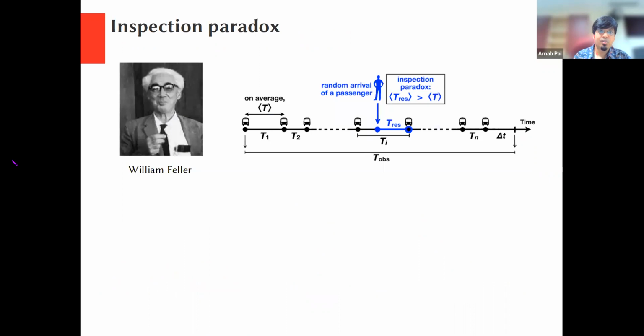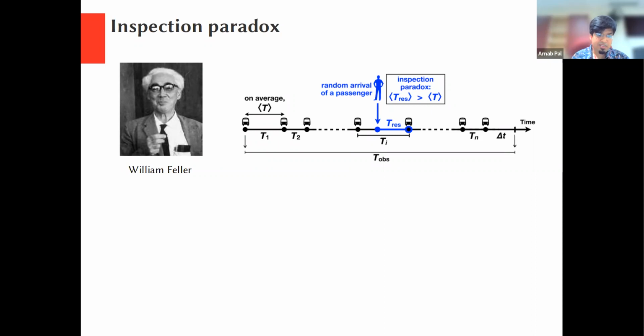And that goes under the name of inspection paradox. This inspection paradox was beautifully illustrated by William Feller in his second book on probability theory. And this is actually very simple, okay?